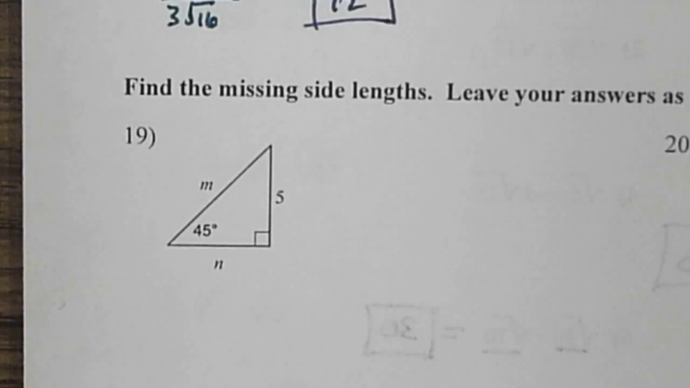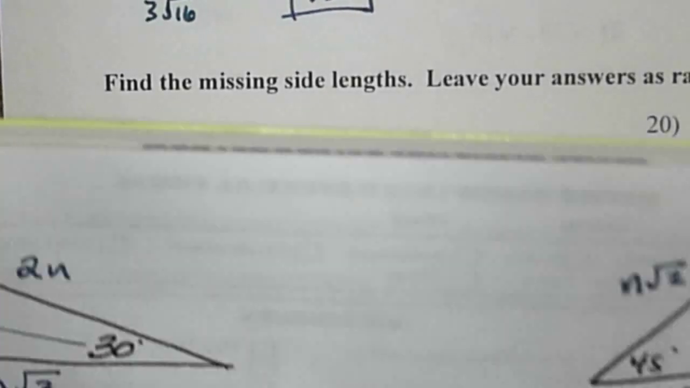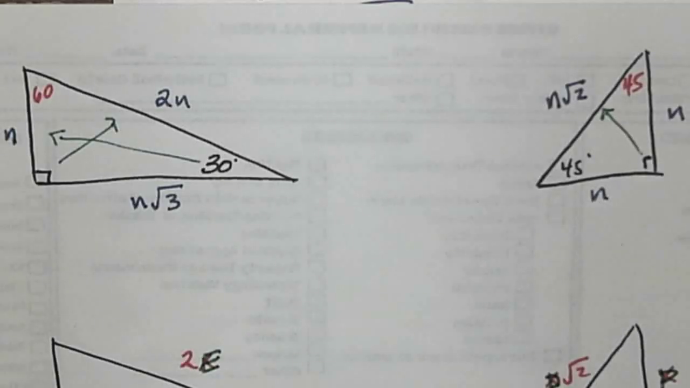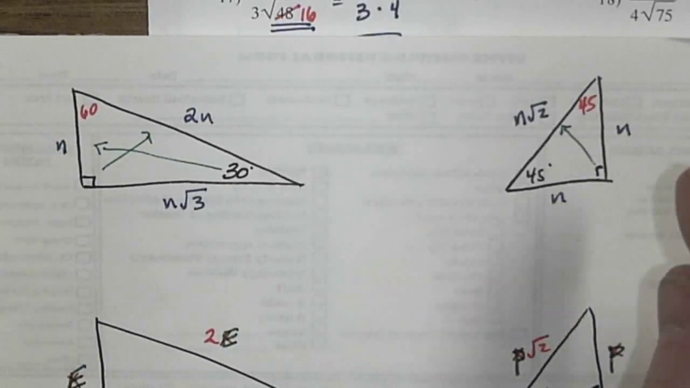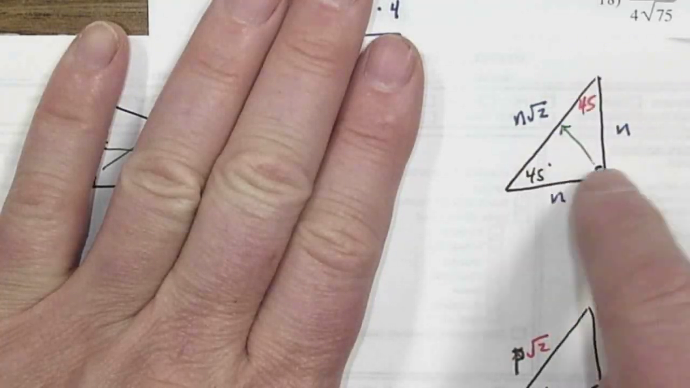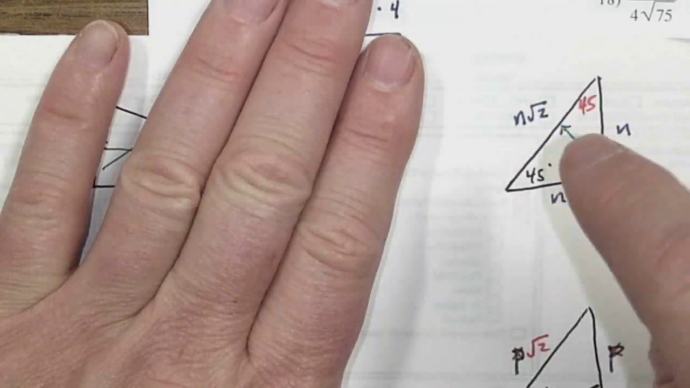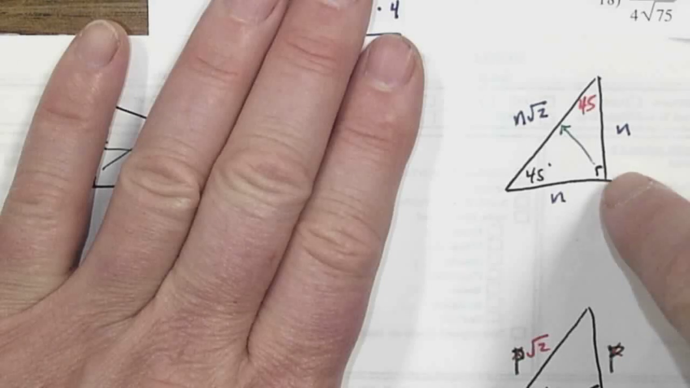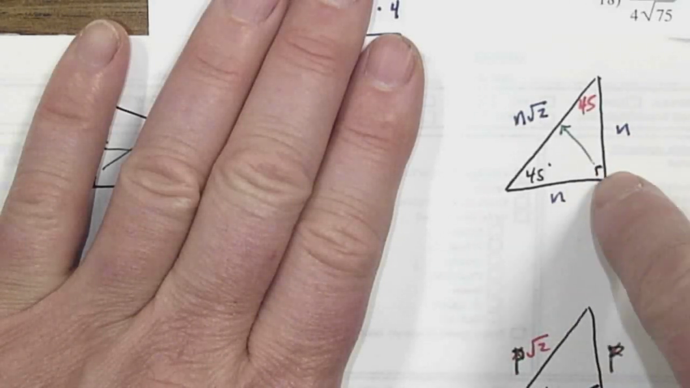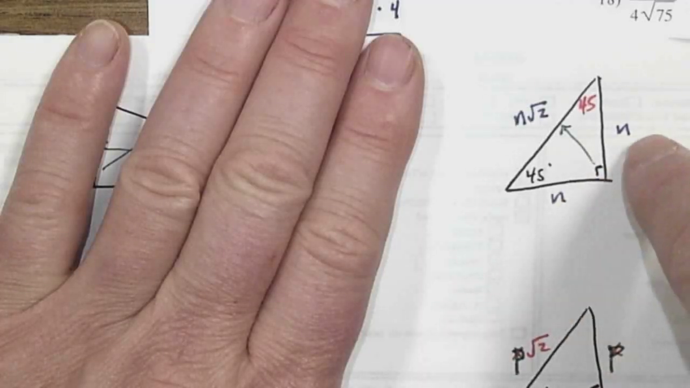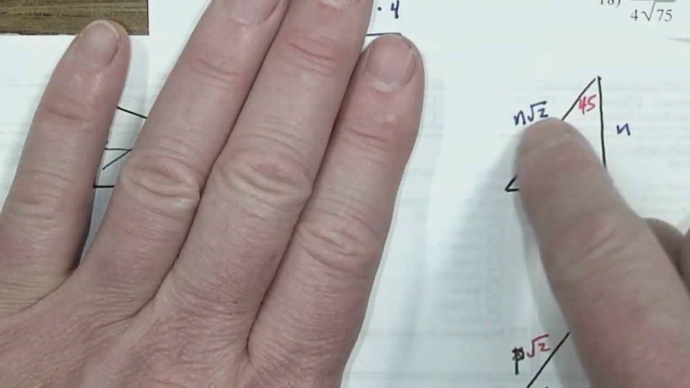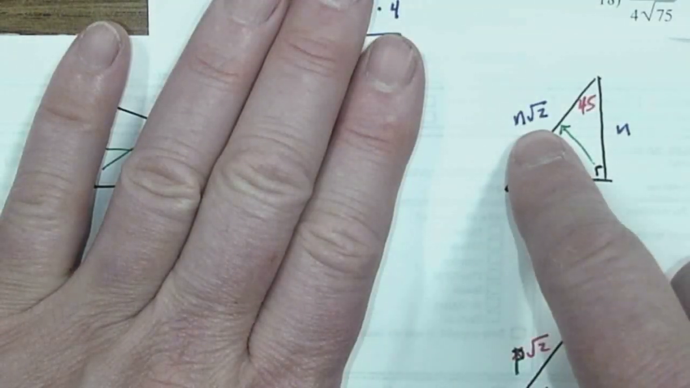Here we go. From here, 30, 60, 90, and 45, 45, 90. We're going to use these two things. Take a pause and copy them down, memorize them. In a 45, 45, 90, I know it's a 45, 45 if I know at least one of the angles with the right angle. But the two sides here, the legs that form the right angle, are both the same. So I say n. Then the hypotenuse will be n times the square root of 2.